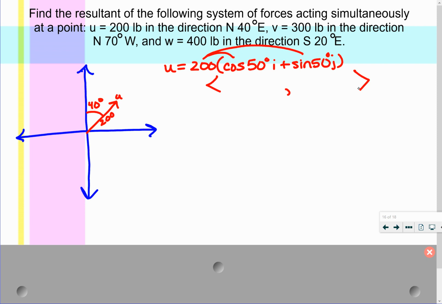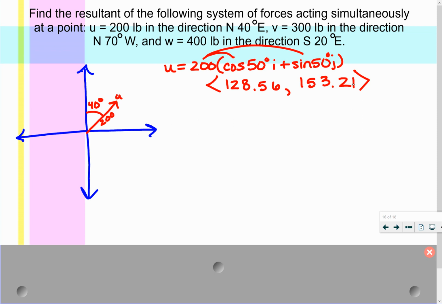All right, if I do 200 cosine 50, I'm going to give it 2 decimal places, 128.56. And if I do 200 sine 50, 153.21. All right, and remember that symbolizes what the end point of that vector would be. I know at least for sure from this picture, it better be in quadrant 1. Both of my components better be positive because my vector ends in quadrant 1.